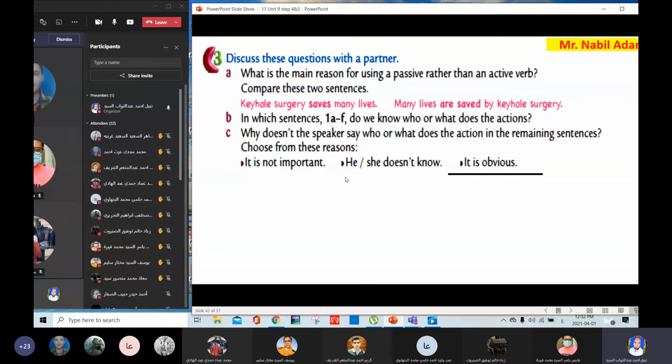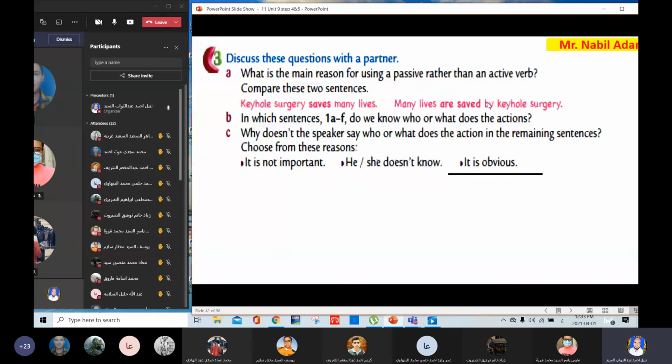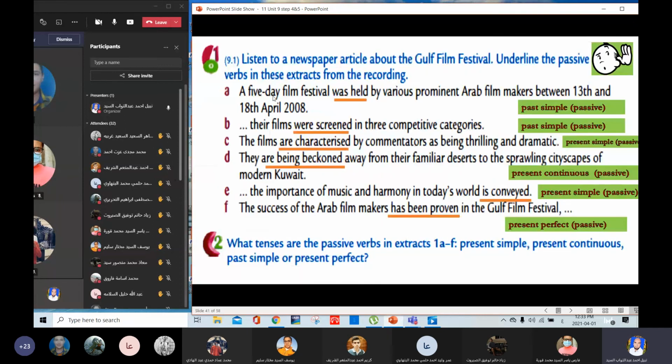Okay. Next, exercise number four. You are going to change the sentences in exercise one from the passive into the active. Let's go back to exercise one. A 5-day film festival was held by various prominent Arab filmmakers between 13 and 18th April 2008. Here, this is a passive sentence. If I want to change it into an active, I start with the subject. Where is the subject? By, I delete by, various prominent Arab filmmakers, this is the subject. And here, was held, this is a past simple passive. I delete was or were. I change the past participle into verb two. Various prominent Arab filmmakers held a 5-day film festival between 13th and 18th April 2008.